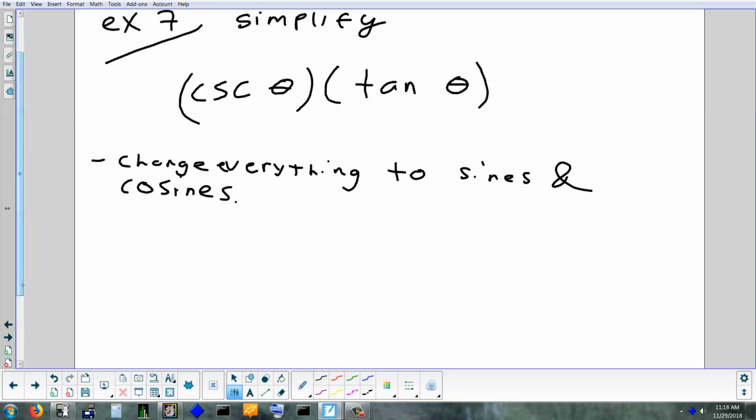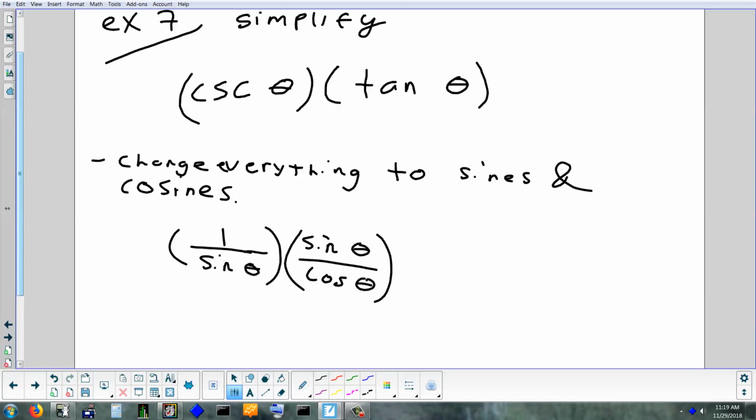All right, so let's start with cosecant. How can I write cosecant in terms of just sines or cosines? Yep, 1 divided by sine. So 1 divided by sine times, and now I want to write tangent as sines and cosines. How would I write tangent just with sines and cosines? Chris? Sine divided by cosine.